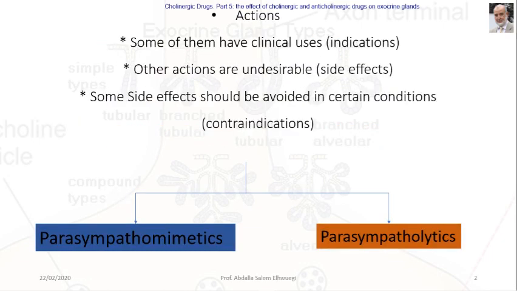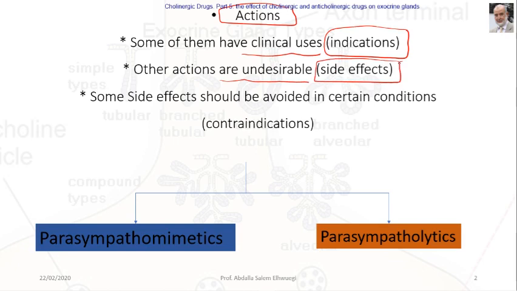As we have said in our previous presentation, we are going to classify the actions of these drugs as clinical uses or indications, side effects or undesirable actions, or contraindications where the drug should be avoided in a certain condition. We are going to speak about the actions in a comparative way, comparing the effect of cholinomimetics with those of cholinolytics at the same time.